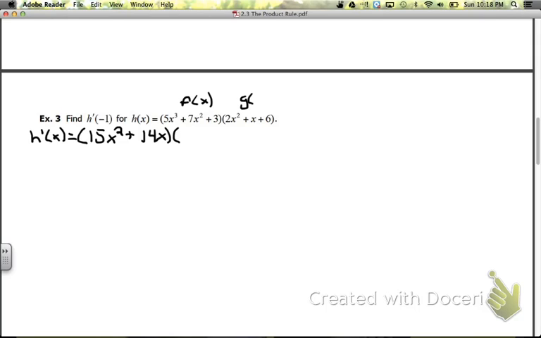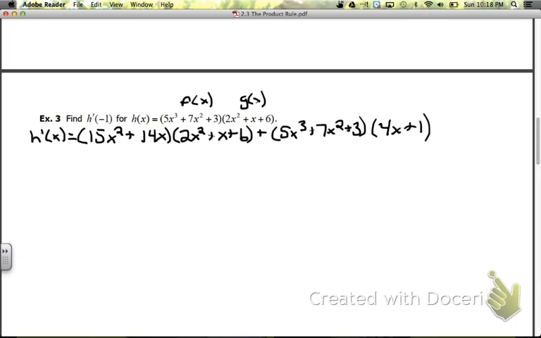Multiply it by our g of x, so 2x squared plus x plus 6. And then we're going to add our f of x, so our 5x cubed plus 7x squared plus 3, and multiply it by our derivative of g of x, or g prime of x, which is 4x plus 1.